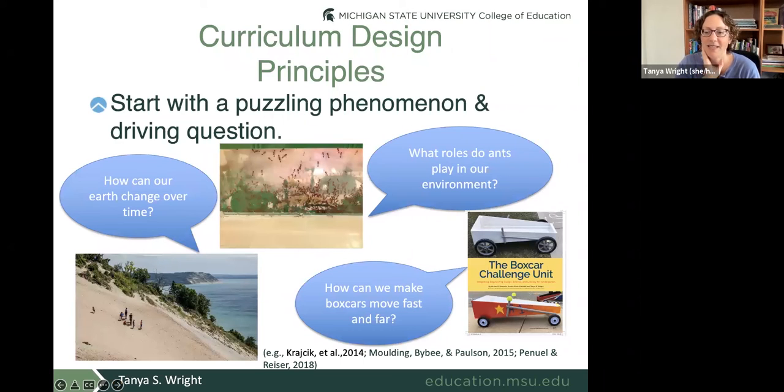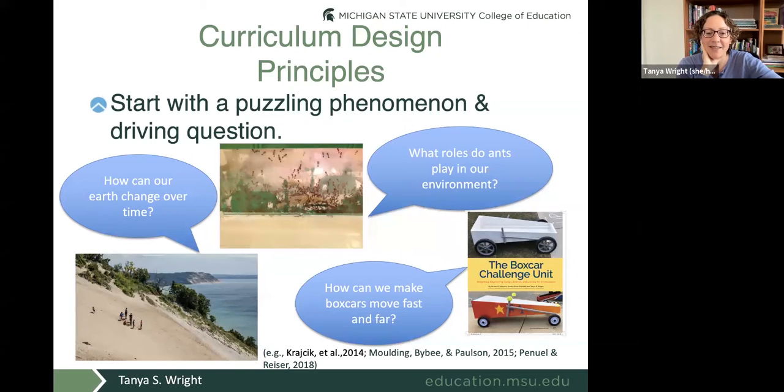So what else are some of the design principles we made a decision about? Well, one is to always start with a puzzling phenomenon and a driving question. So just like I did with you, we're interested in kids having the opportunity to get interested in something puzzling in their world and try to figure out, using science practices and learning science ideas, how or why that is the case, right?